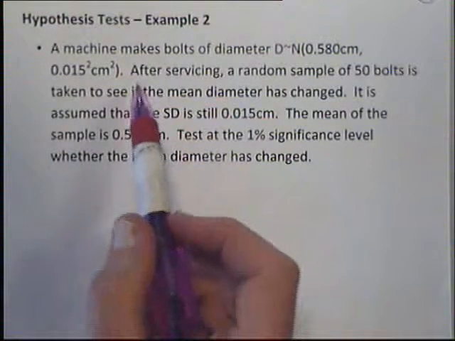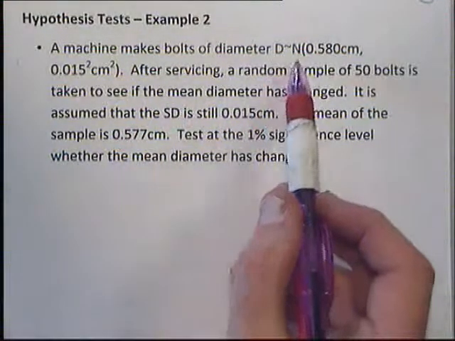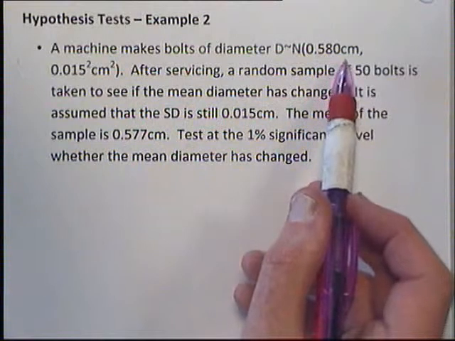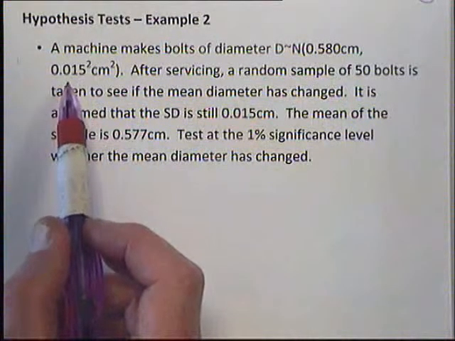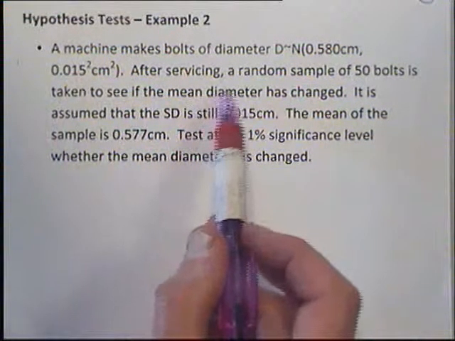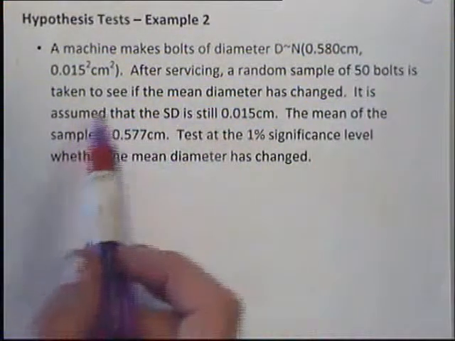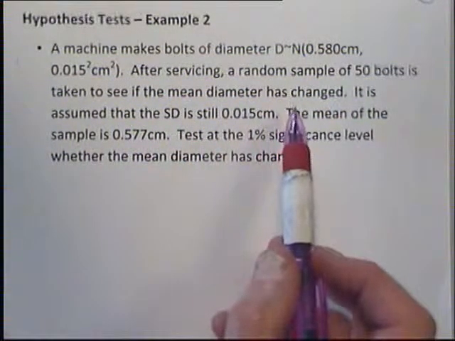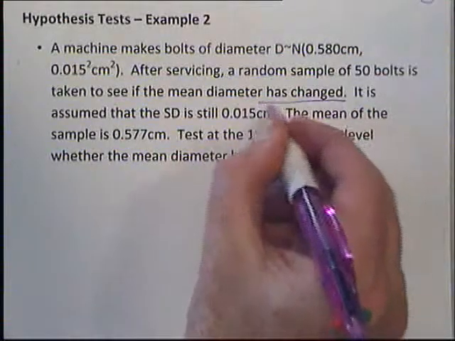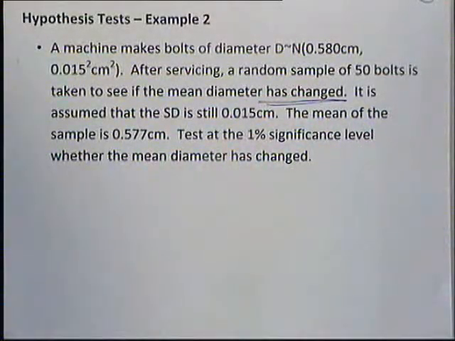Right, second example. A machine makes bolts of diameter 0.58 centimetres. It's a mean, and we have the variance over here. After servicing, a random sample of 50 bolts is taken to see if the mean diameter has changed. Now here we go. Has changed. Not is greater, not is less than, has changed. That's going to be a two-tail test.